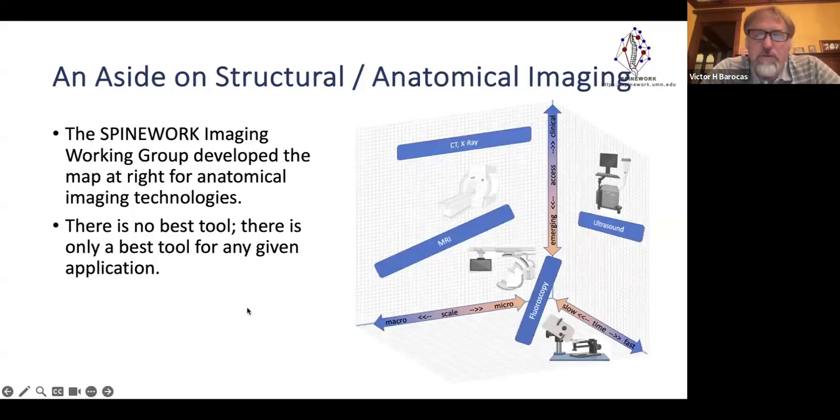I just wanted to show briefly this little chart that our imaging group developed, and it's a sort of a map of different technologies. And they have three scales: small to large, slow to fast, emerging to clinical. So fluoroscopy is relatively new. It's not terribly fast. It's not as slow as, say, an MRI. And it's sort of at intermediate scales.